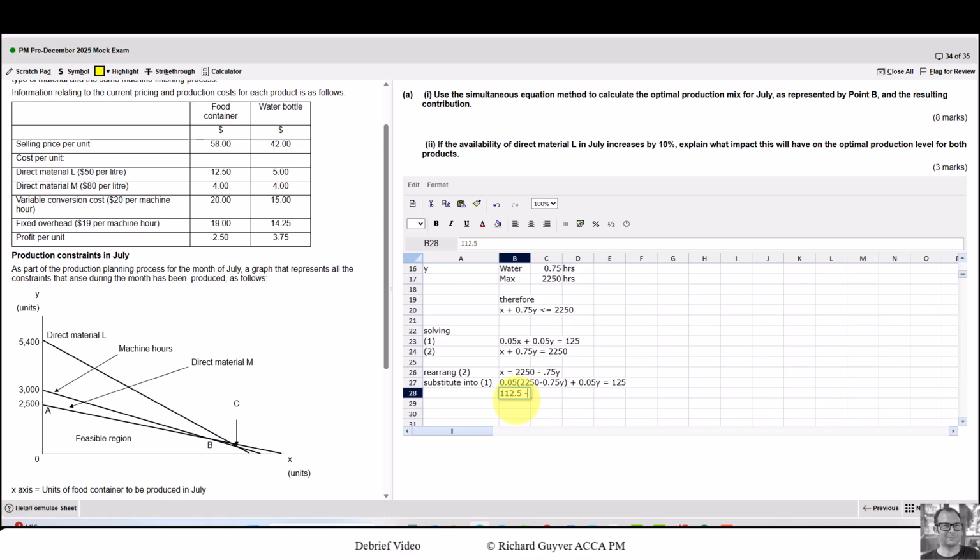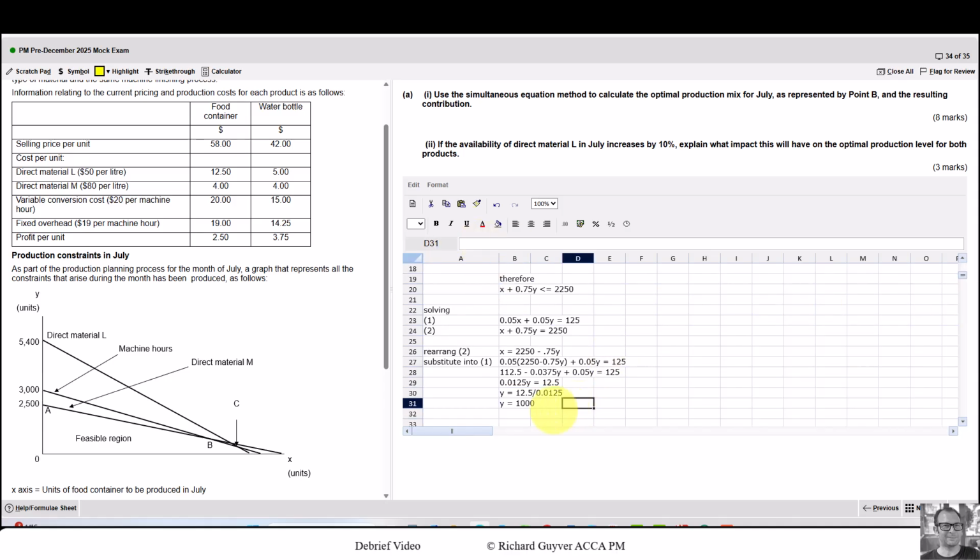Next I multiply out the brackets. So I end up with 112.5 minus 0.0375y. Don't miss the sign and don't accidentally lose the y. Two common mistakes. Plus the 0.05y equals 125. Now I'm going to do two stages. I'm going to bring the 112.5 to the other side, and I'm going to do this sum here. So 0.0125y equals 12.5. So y equals 12.5 over 0.0125. So y equals 1000.